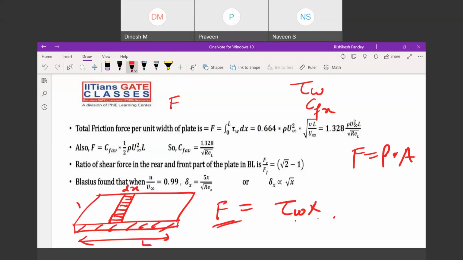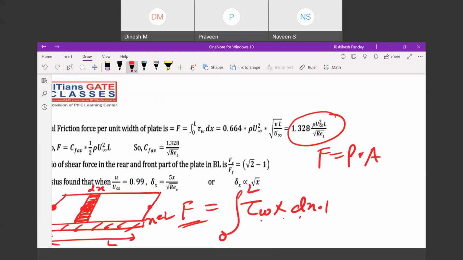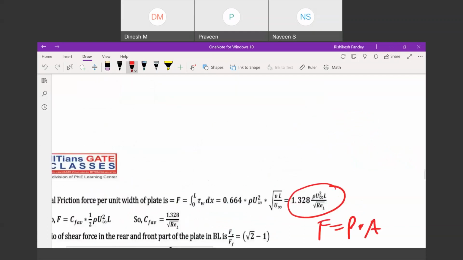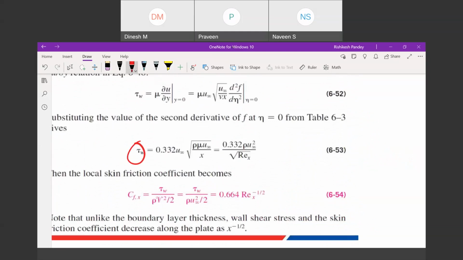Over this small area, what is the force? The force is shear stress at this location multiplied by the area of this strip, which is dx multiplied by 1. Now, for the total force from here to here, you will integrate from x equals 0 to x equals L. With this, you will get the force over a flat plate. Last slide we have seen the shear stress equation: it is 0.332 rho u free stream squared divided by root over Rex. You will have to integrate this with dx, and you will get the relation.